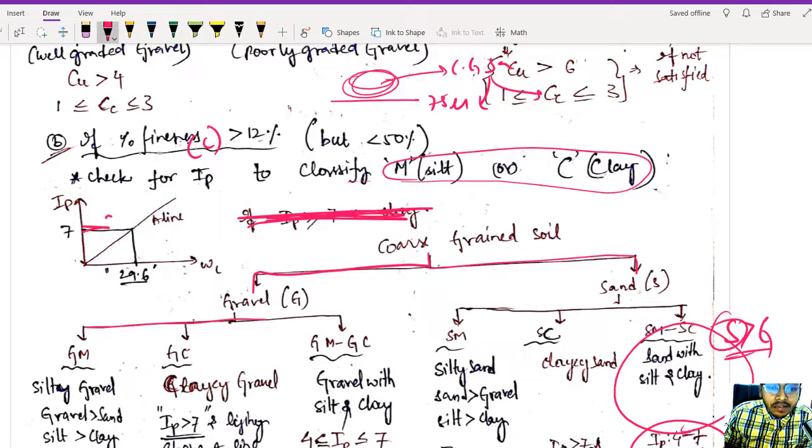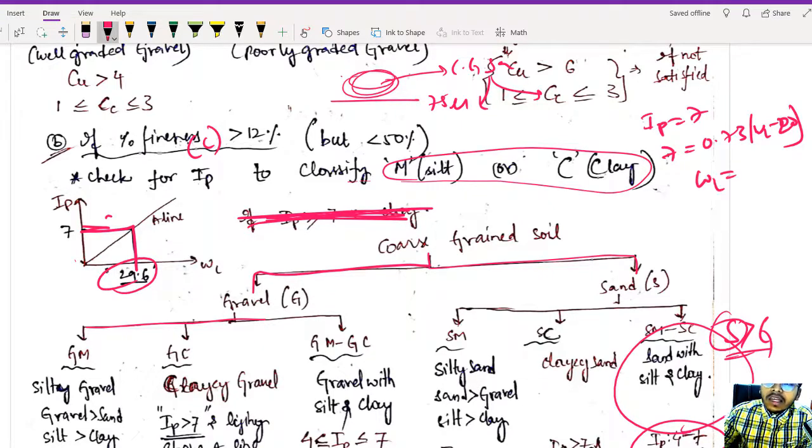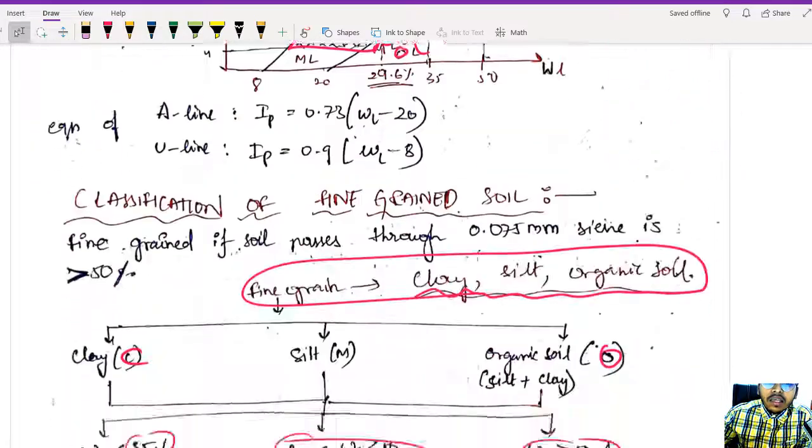So what is the corresponding water content for this 7? This is one of the very important bits which is frequently asked in small examinations. So your IP value is equal to 7. So 7 is equal to 0.73 WL minus 20. If you solve this, what will your liquid limit come to? 29.6. So liquid limit corresponding to IP value of 7 is 29.6. Please make a note here, very important note.